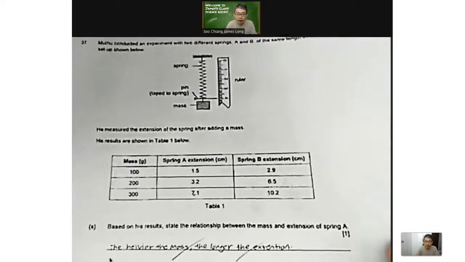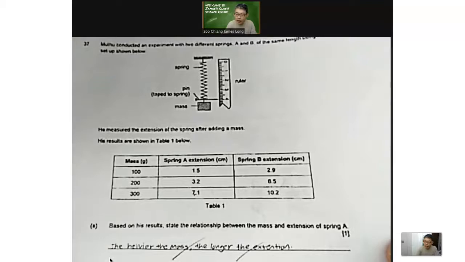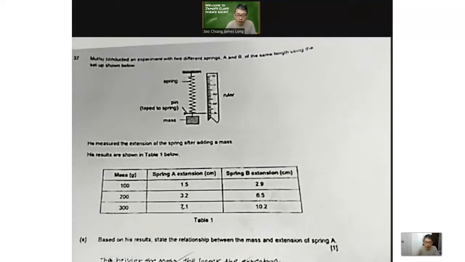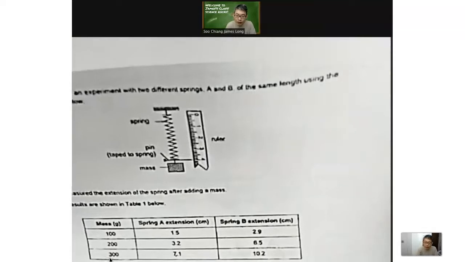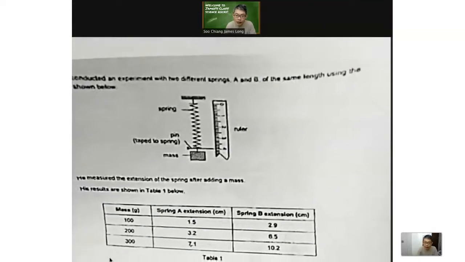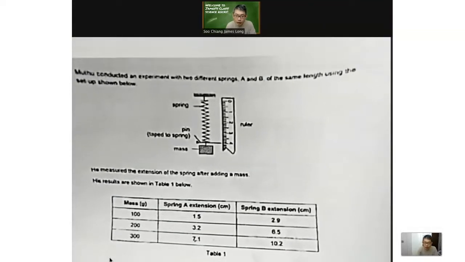Now, next question. Okay, this part I think you got part A, B largely correct, but I need the correct answer for part A. So Muthu conducted an experiment with two different springs, A and B, of the same length using the setup shown below.